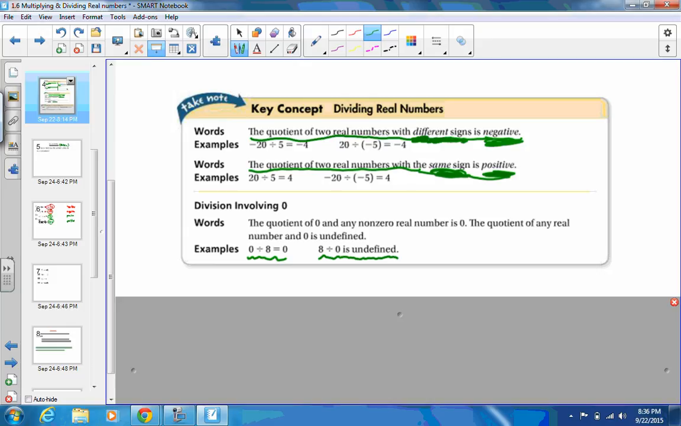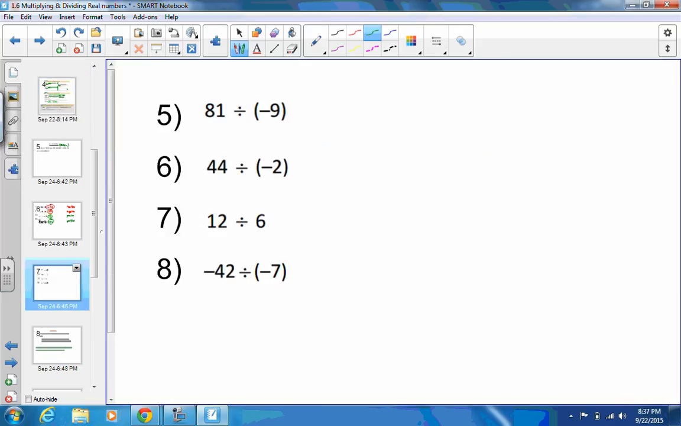It's like saying you want to divide 8 people into 0 groups. It's not possible. You can divide 0 people into 8 groups, because each group would just have 0 in it, but you can't divide 8 people into 0 groups. There has to be at least one group. So that is not possible. Let's do a couple practices with that.